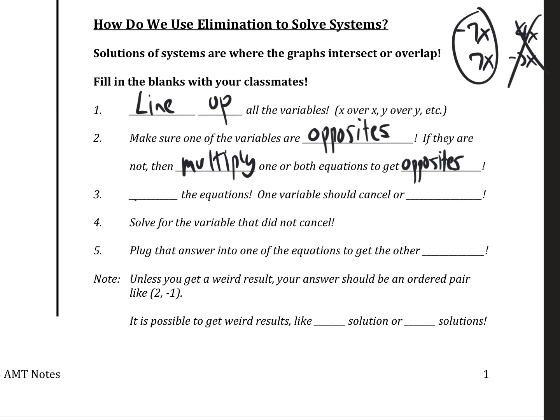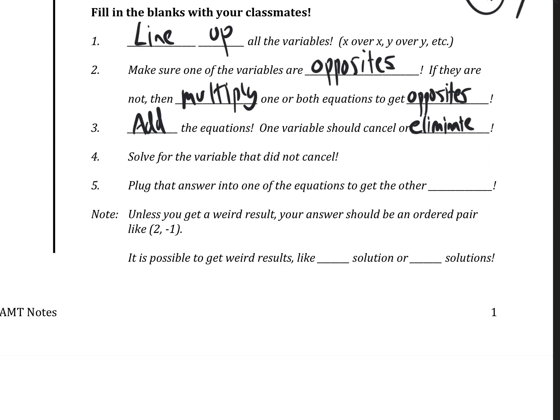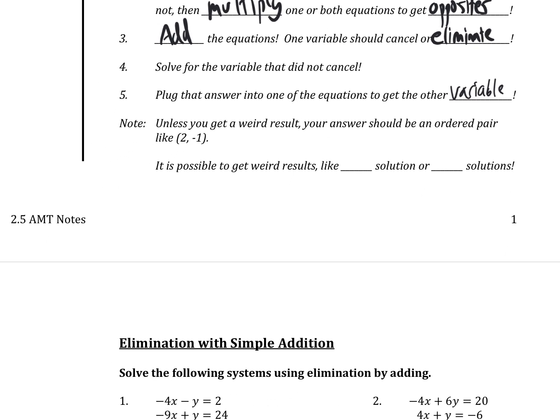Next, when we have opposites, we're going to add the equations. One variable should cancel, or eliminate. After that cancels, you're going to solve for the variable that did not cancel. Then we plug that answer into one of the equations to get the other variable. So if we solve for x, you want to solve for y, and vice versa. You may get weird results. Your answer should be an ordered pair like 2, negative 1. What were the weird results we had for substitution? We had no solution or infinite solutions as some options.